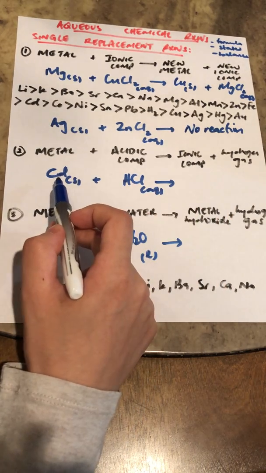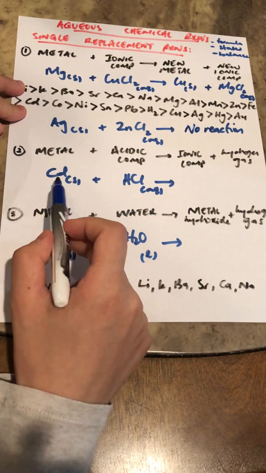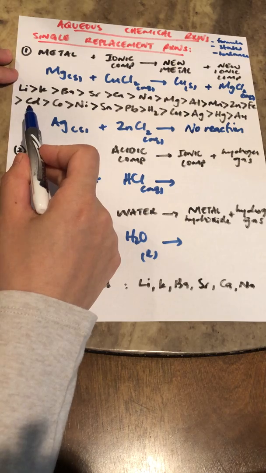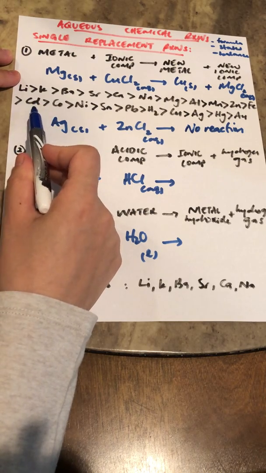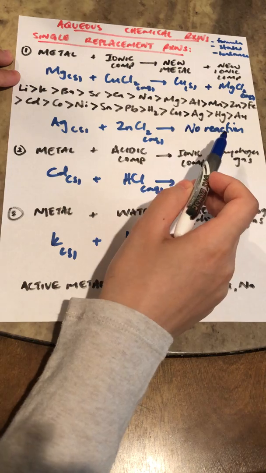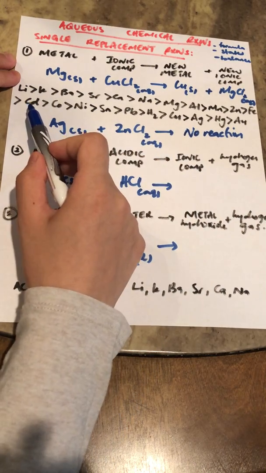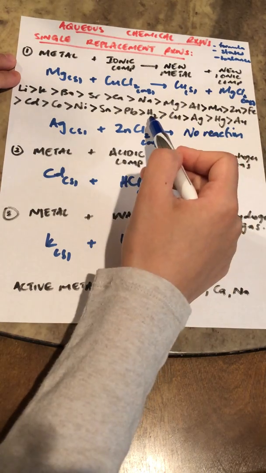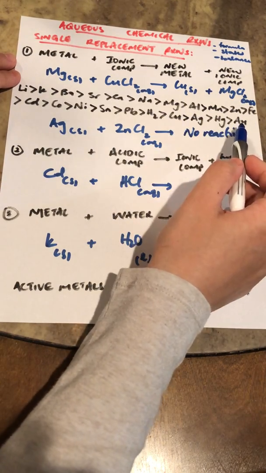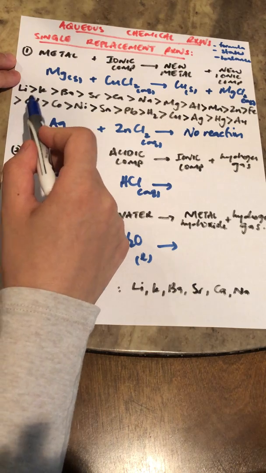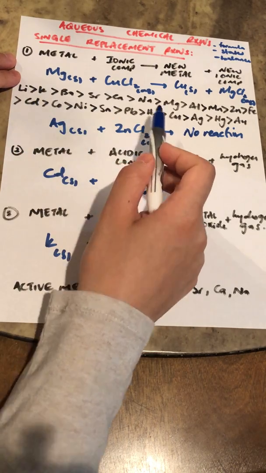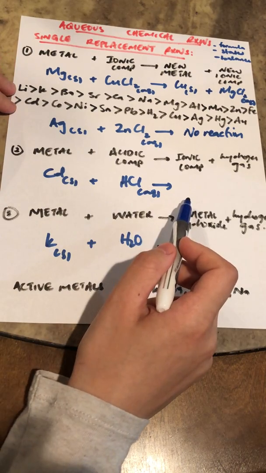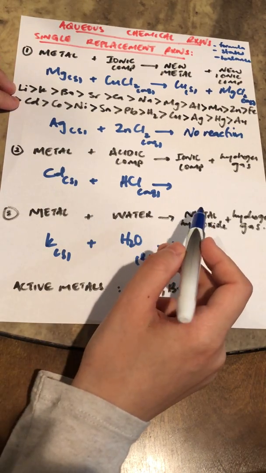So over here, again, we will be comparing cadmium to hydrogen. So I'm going to locate my cadmium. Now, cadmium is over here at the beginning of the second line, so it is closer to lithium and farther away from gold compared to the hydrogen, which is closer to gold. So we know cadmium is actually more reactive than hydrogen. So since cadmium is more reactive than hydrogen, we will actually have a reaction over here. We will be producing the right products.